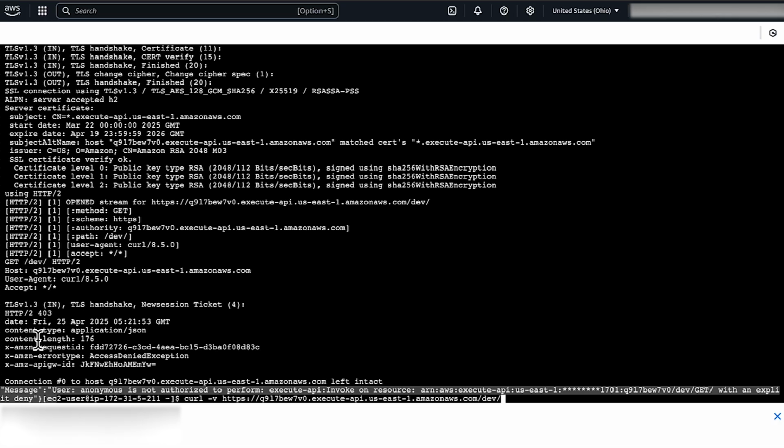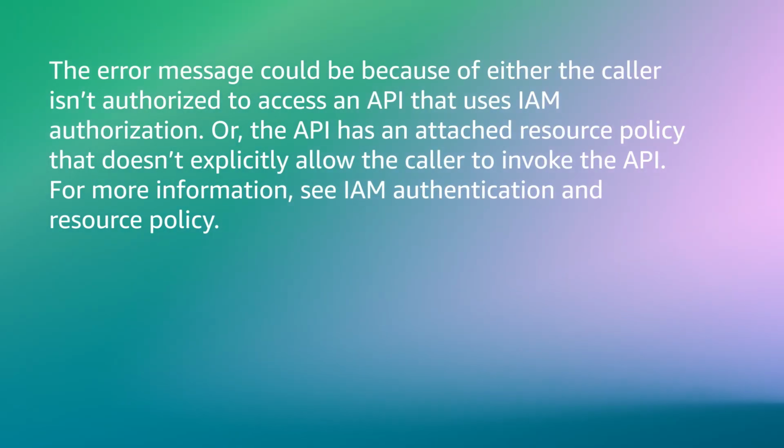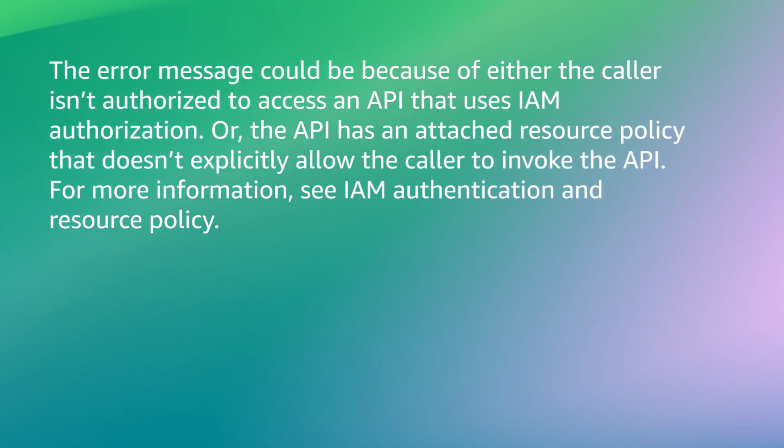The error message appears as: User anonymous is not authorized to perform execute-api:Invoke on my API Gateway resource with an explicit deny. The error message could be because either the caller isn't authorized to access an API that uses IAM authorization, or the API has an attached resource policy that doesn't explicitly allow the caller to invoke the API. For more information, see IAM authentication and the resource policy.